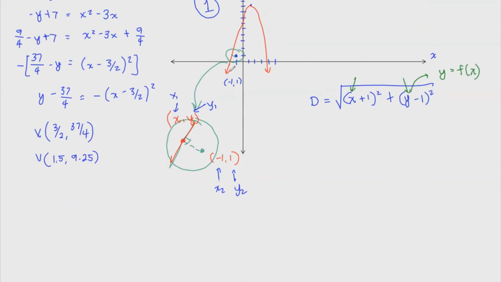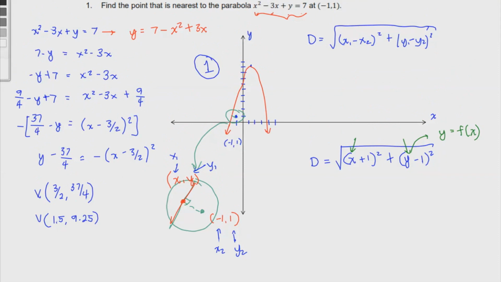So in that case, I'll be substituting that with the equation from our parabola. So d is equal to the square root of (x plus 1) squared plus, y is represented in terms of x, so that's (7 minus x squared plus 3x) minus 1, squared. Okay, so that's it. I hope nakita nyo siya ng malinaw dito sa ating solution.